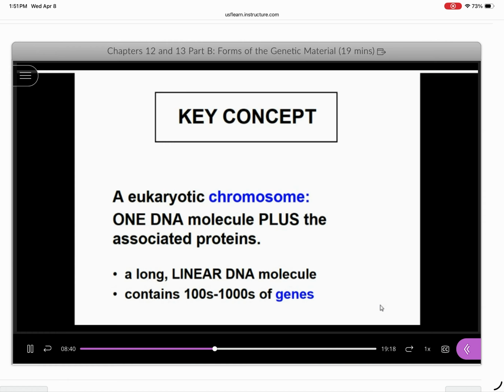A chromosome in eukaryotes contains hundreds to thousands of genes. Hundreds to thousands. Not millions, not 10, hundreds to thousands. It depends how long the chromosome is. A small chromosome, maybe a few hundred, a long chromosome, a few thousand.